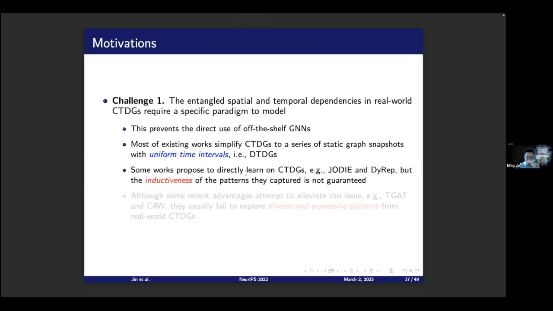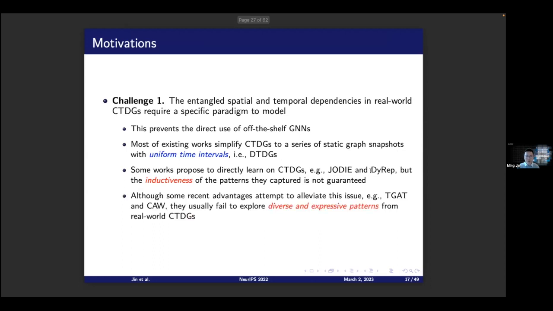Even though there were some works that proposed to directly learn on the CTDGs, like JODIE and DyRep, the inductiveness of the pattern capture cannot be guaranteed because the raw node identity is directly used in the modeling process. So that violates the inductiveness design of dynamic learning models.